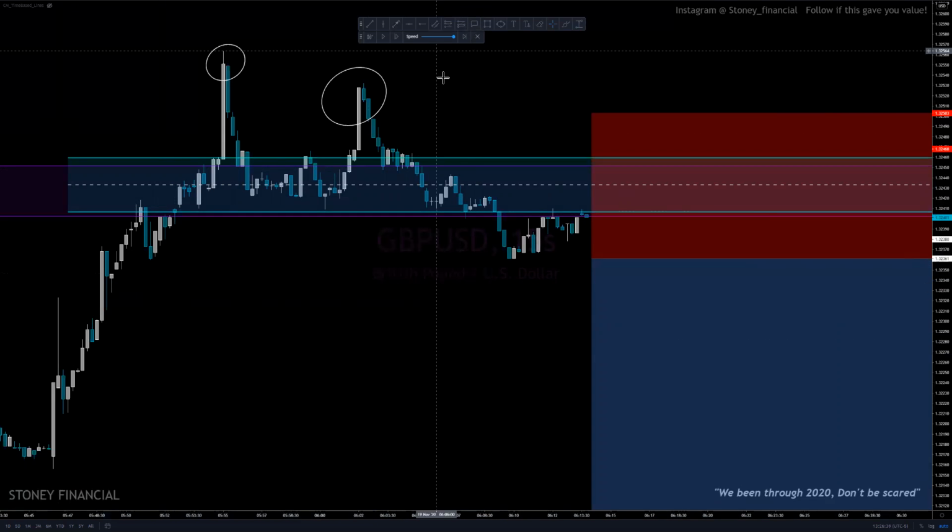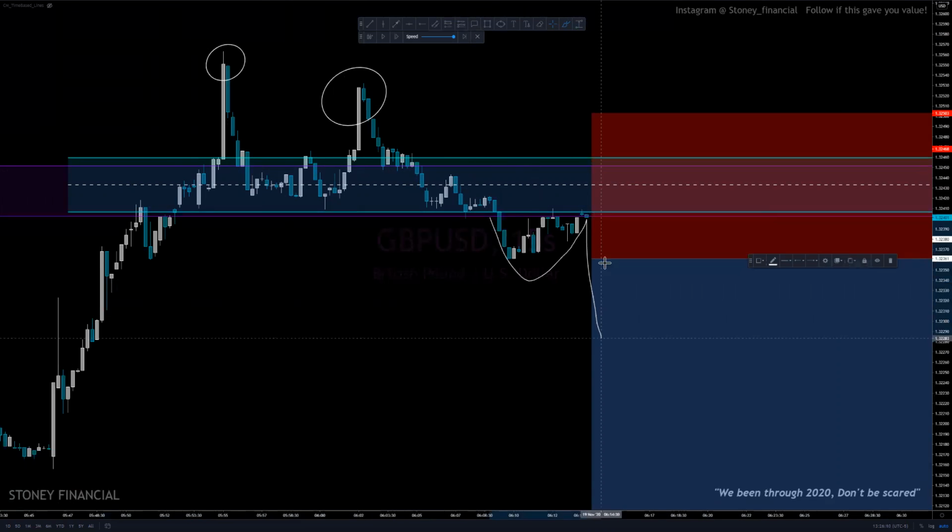As you can see, it did range, and that is important to note, because that shows you that people are fighting right now over price direction. So because of that, I was waiting for a break, a retest, come back through, and then follow through, take the move right here. And that's exactly what I did.